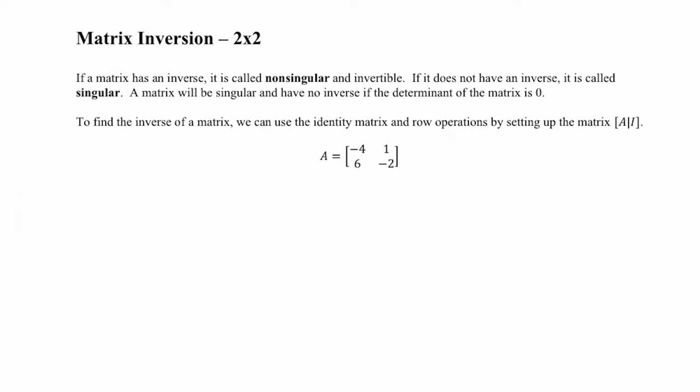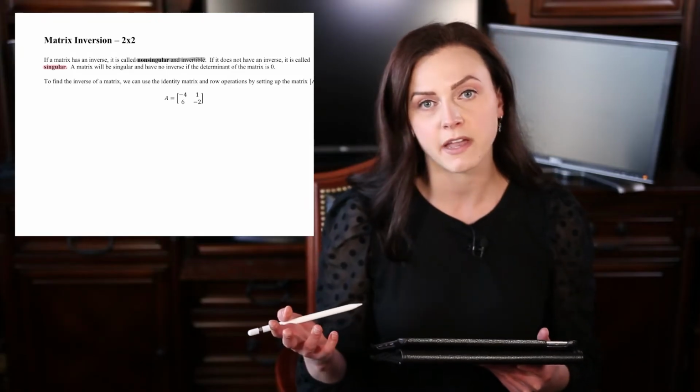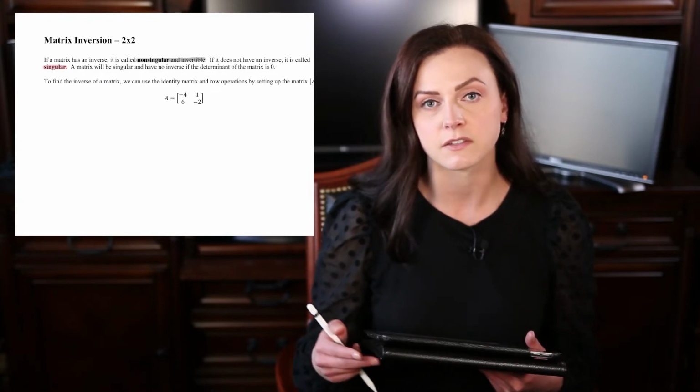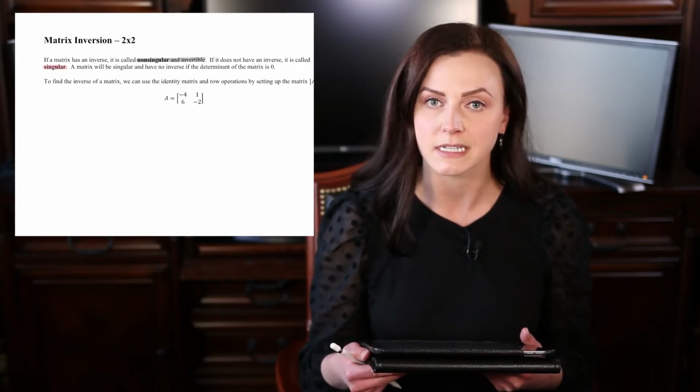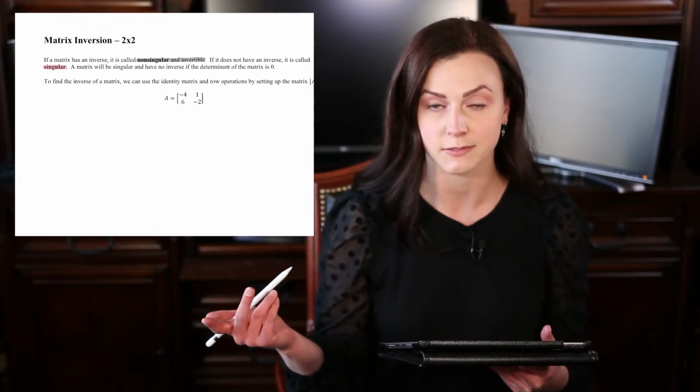So if a matrix has an inverse, it is called non-singular and invertible. If it does not have an inverse, it's called singular. And a matrix will be singular and have no inverse if the determinant of the matrix is 0. In a couple of my other videos, I taught you how to find the determinant of a matrix. And so that's the first thing you'd want to check, because if the determinant is 0, then it will not have an inverse. And then why go through the process?